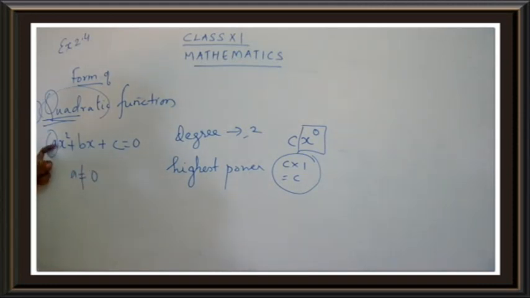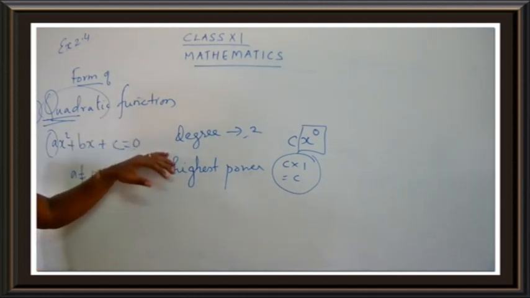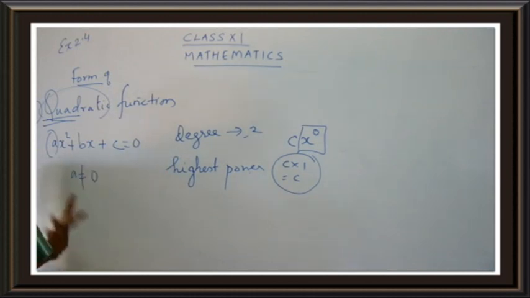If a becomes 0, what happens? The term goes off and you don't get a degree 2. We get a degree 1. So that's not a quadratic function. So remember the condition. And remember, whenever you have a polynomial with degree 2, you have to say it as a quadratic polynomial. And how to find out the degree, children? For finding the degree, you have to take the highest power. So that's what we have here. The highest power is 2. So the degree is 2.